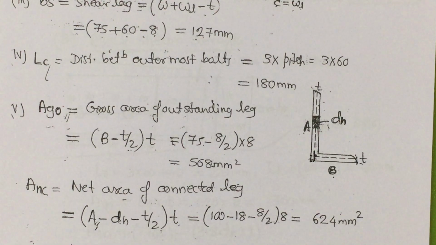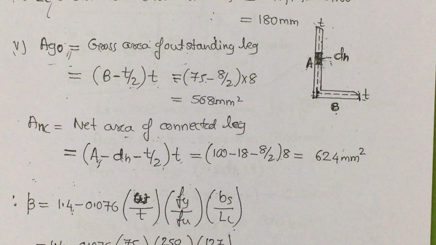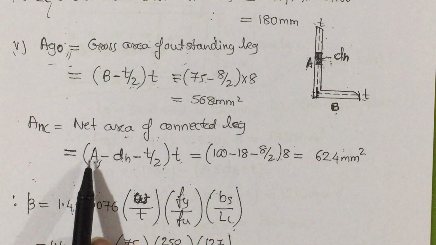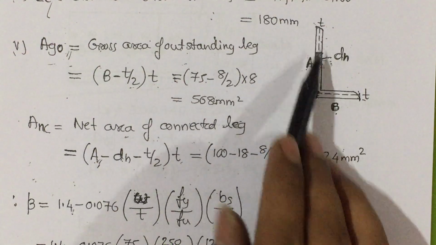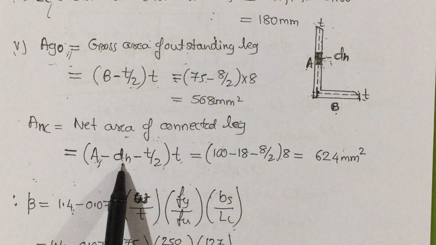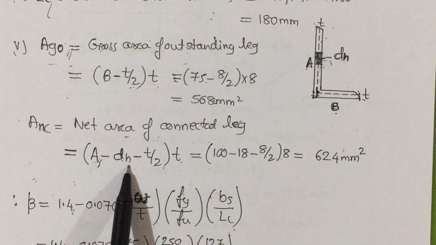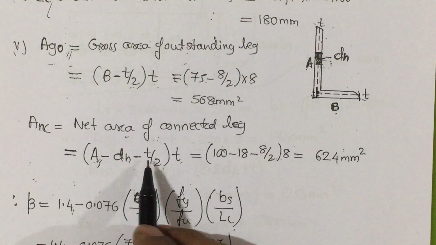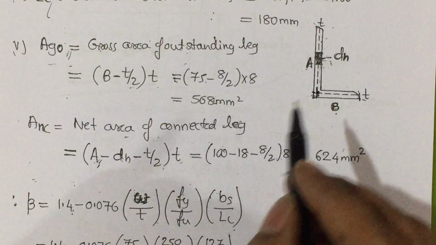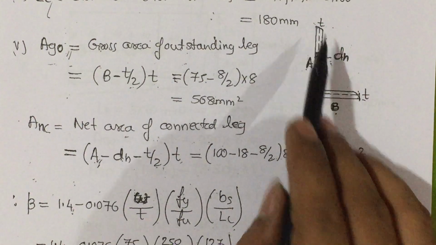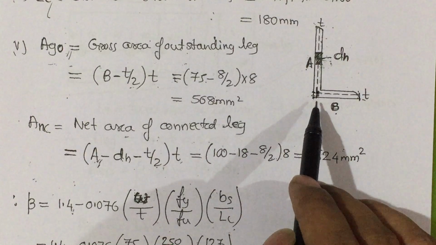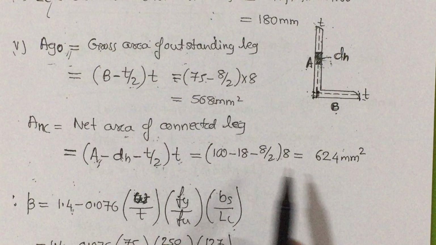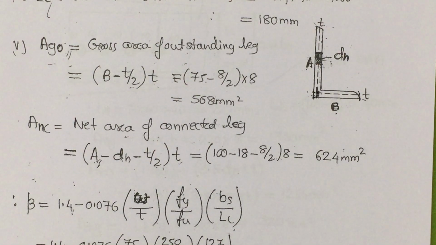Then ANC, that is the net area of the connected leg. How are you going to get it? That is the area, that is nothing but A length, total length of the connected leg, minus DH, that is nothing but the diameter of the bolt hole, minus T by 2. Here also we need to deduct half of the thickness. So from the total length, if I deduct the bolt hole diameter and half of the thickness, I will get the exact length, then multiplied by thickness I will get ANC.